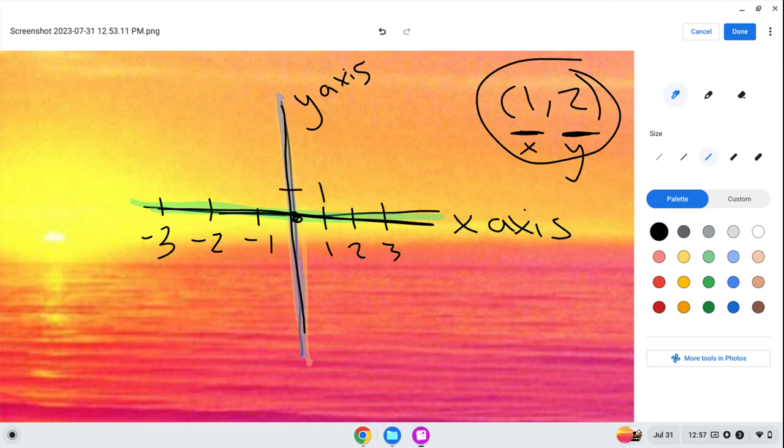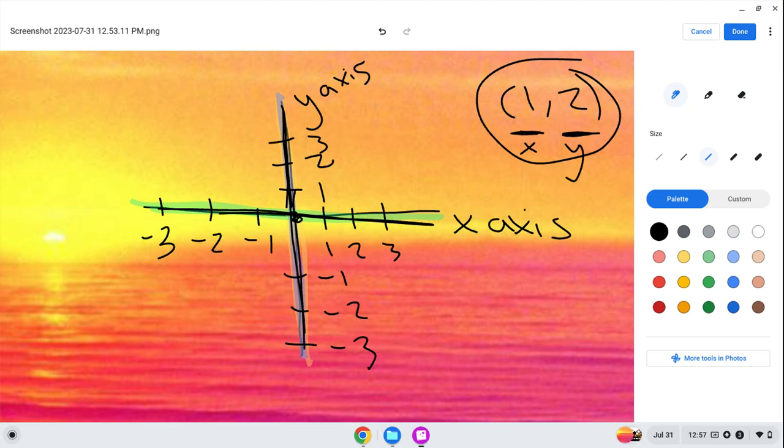Now, up we go 1, 2, 3. I'm just picking a few numbers because it's a very small graph I drew, so I don't have much room. So this is what you're going to see. Maybe it'll have more numbers or less, but essentially it goes to the right, positive numbers, to the left, negative numbers. When you go up, it's positive numbers, and when you go down, it's negative numbers, okay?